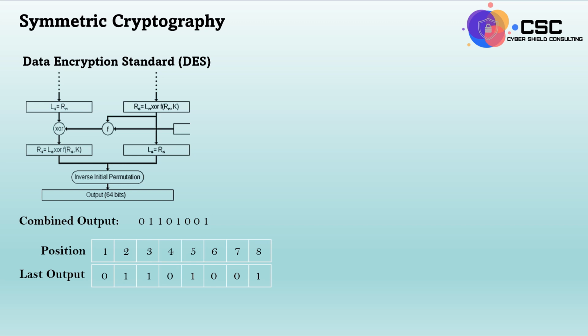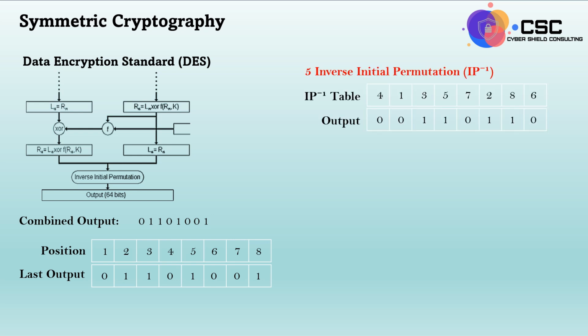We've now completed all 16 rounds of DES encryption. The final step is the inverse initial permutation, which rearranges the bits one last time to produce the final ciphertext. After the last round, the left and right halves are combined, giving us an intermediate result of 011010001 in our simplified example that we started earlier in this video.